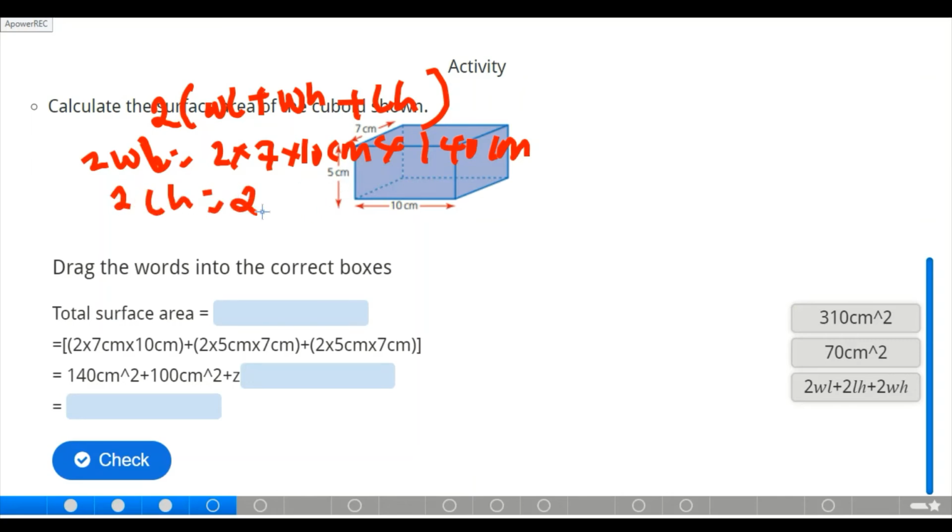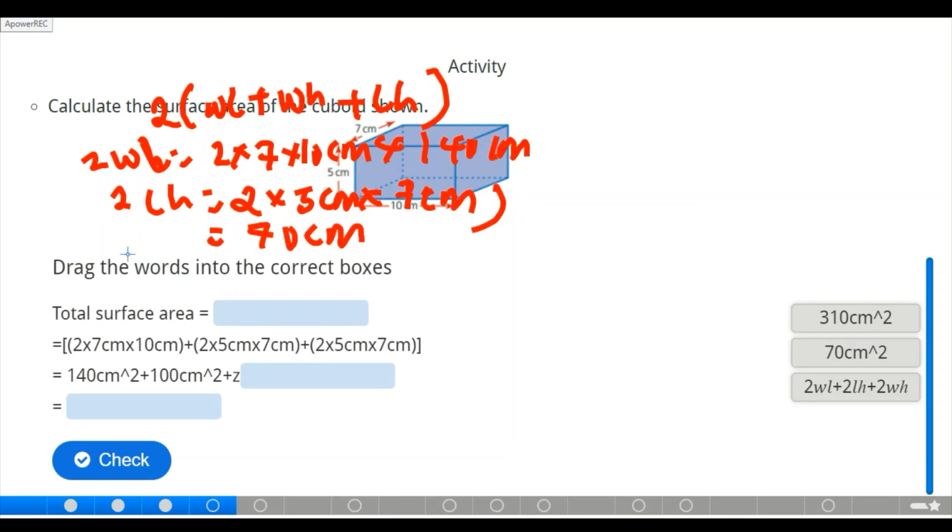Let's do that. So we have 2 multiplied by our L, which is length here, is 5 centimeter, and our H here, which is what? Is 7 centimeter, okay? So we are going to be having 5 times 7 is 35, 35 times 2, that is what? That is 70 centimeter.